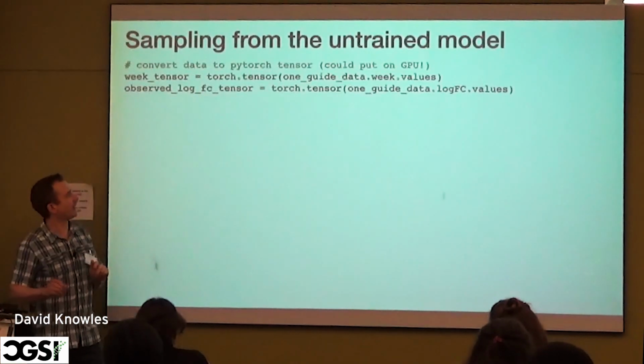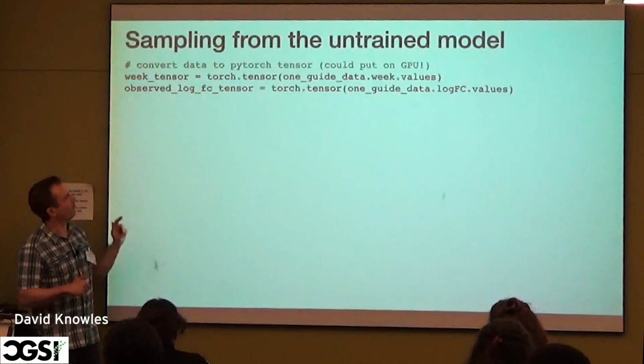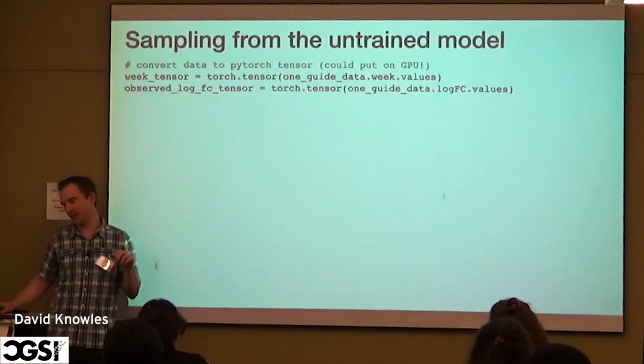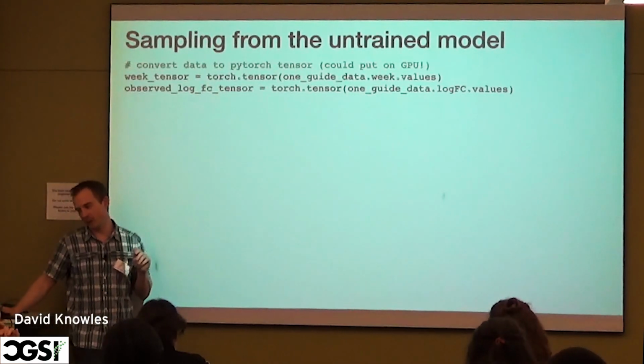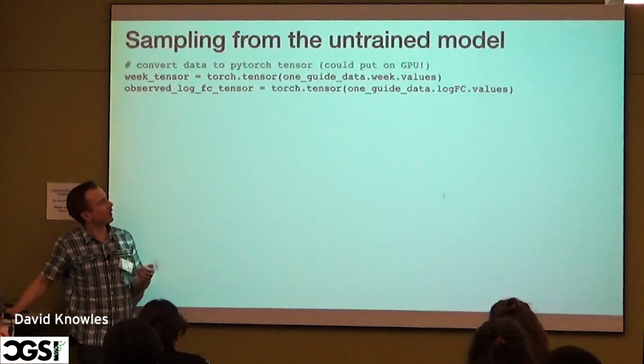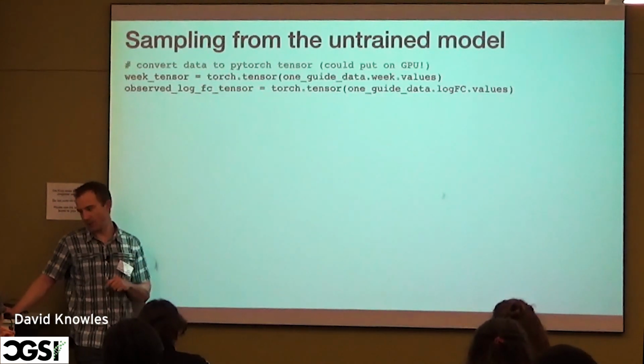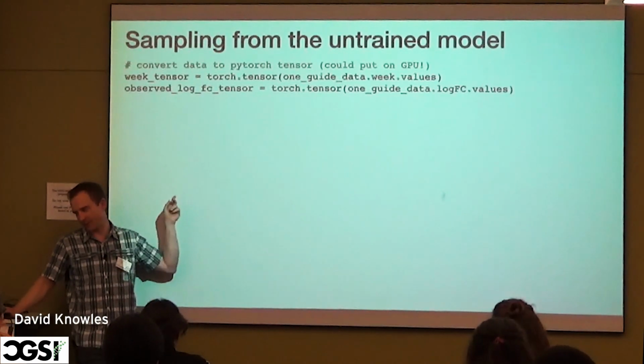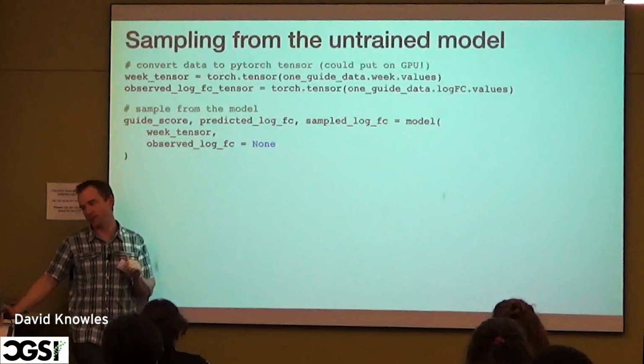So that's what I'm showing here. One of the slight caveats with Pyro is it builds on top of Torch, and so your data all needs to be Torch objects or Torch tensors. So you can't just stick in NumPy vectors or arrays. So you do have to do a little bit of this conversion, but it's not too bad.